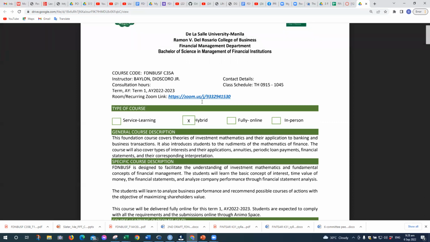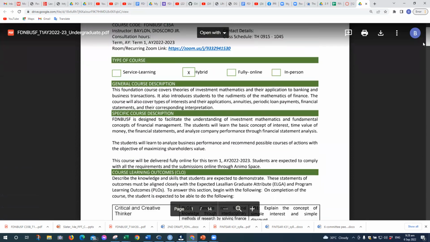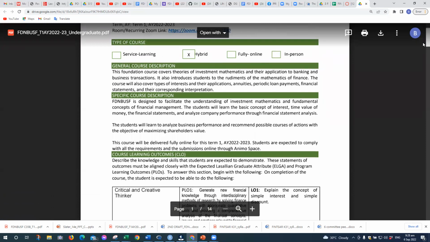And this is our Zoom link. This will be our regular recurring Zoom link. And this is fully online. So apologies for the mistake here. It's a fully online subject, so we're not going to meet face-to-face. So what's the course all about?